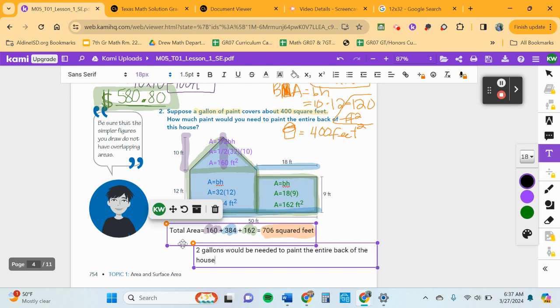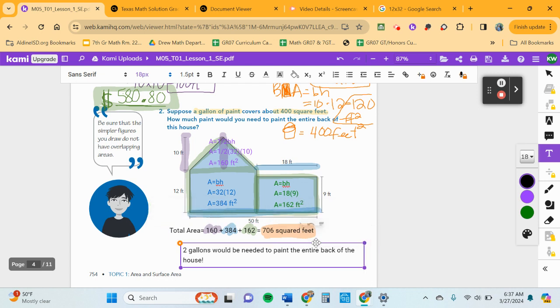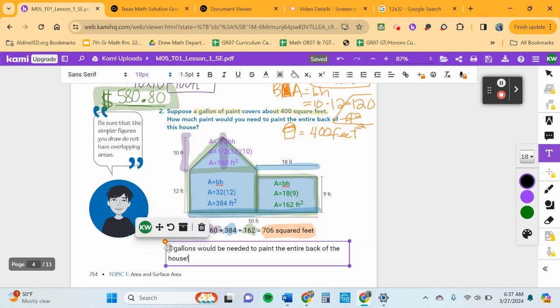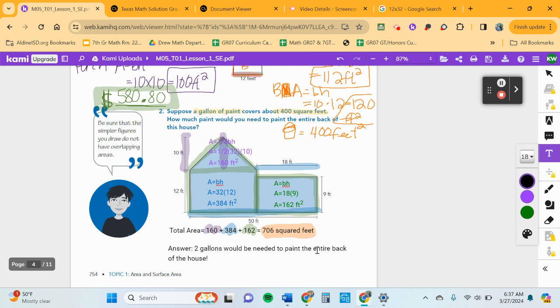Also, a good practice is to write in complete sentences to make sure that your answer answers the question. Because if you have something here like the area is 706 square feet, well, that doesn't answer the question. So our answer is 2 gallons would be needed to paint the entire back of the house.